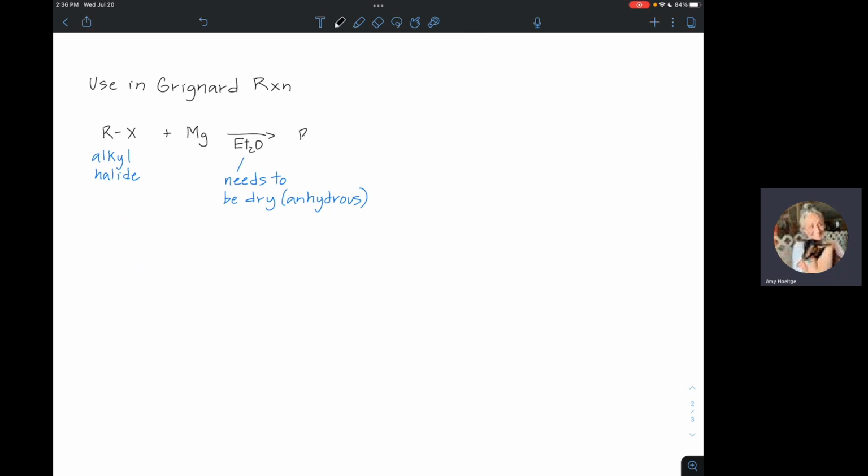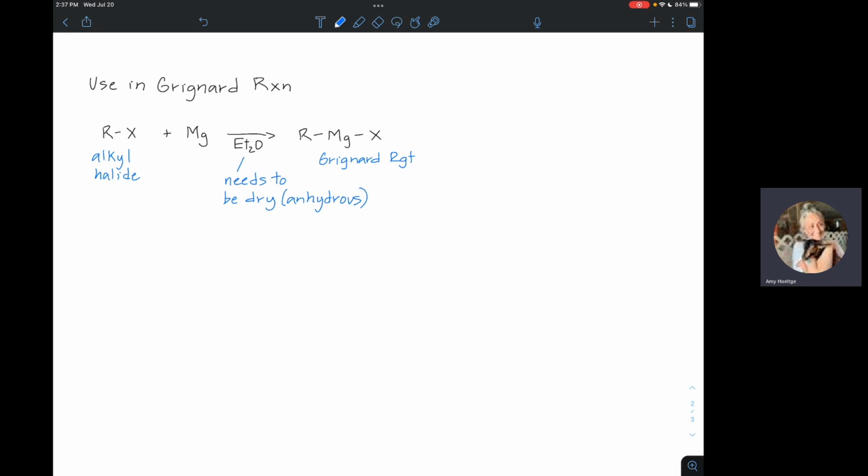What happens is the magnesium will coordinate with the alkyl group by inserting itself between the carbon that bears the halogen and the halogen, right? So the magnesium is going to just sit itself between the carbon and the halide. And this right here is your Grignard reagent. We often abbreviate reagent, just RGT.